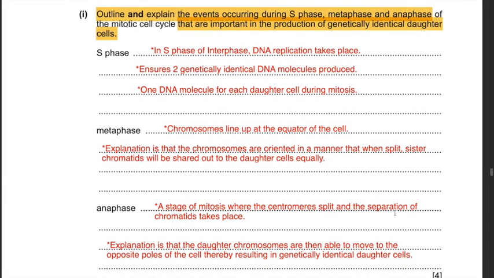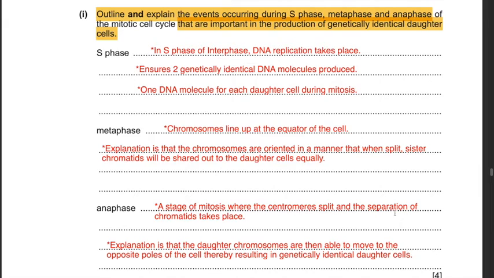Then if you look at metaphase, that is where chromosomes line up at the equator of the cell. Explanation for that would be chromosomes are oriented in a manner that when they are split, sister chromatids will be shared out to the daughter cells equally. Because if they line up at the equator of the cell, they are equal distances away from the poles of the cell.